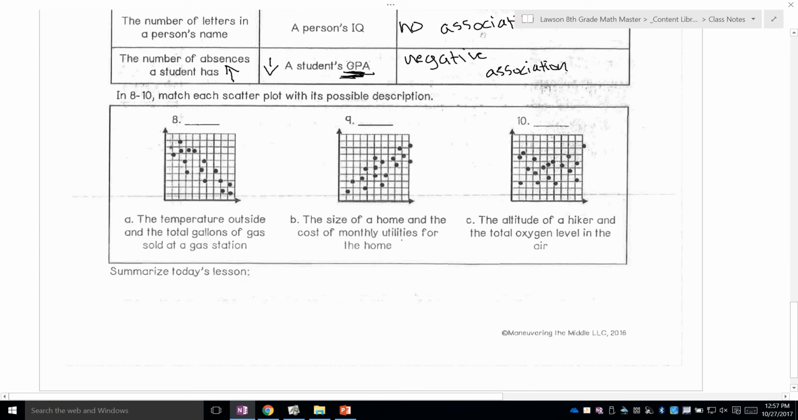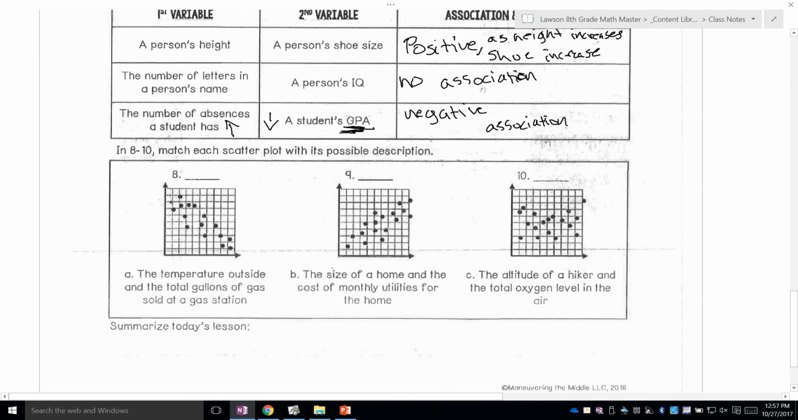So the last bit of this lesson for 8 through 10, we're going to match each of the scatter plots with the possible description. So the first description here says A, the temperature outside and the total gallons of gas sold at a gas station. B, the size of a home and the cost of monthly utilities for the home. And C, the altitude of a hiker and the total oxygen level in the air.